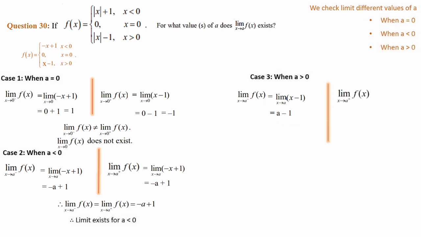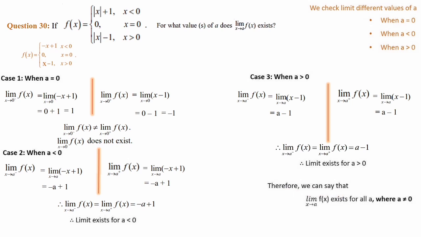Then the right hand limit, when you take limit x tends to a plus f of x, in the same way this is the function because a greater than 0. So this is the function x minus 1, limit x tends to a of x minus 1. Then when you substitute x as a, there is a minus 1. And here also the left hand limit and right hand limit are both coinciding. So limit x tends to a minus f of x is equal to limit x tends to a plus f of x is equal to a minus 1. So the limit exists for a greater than 0.